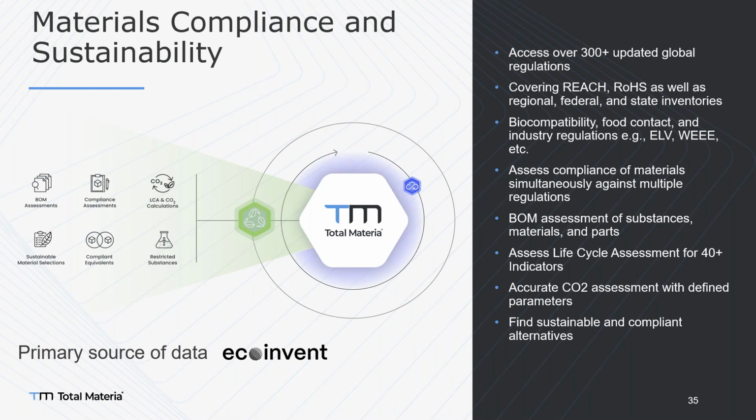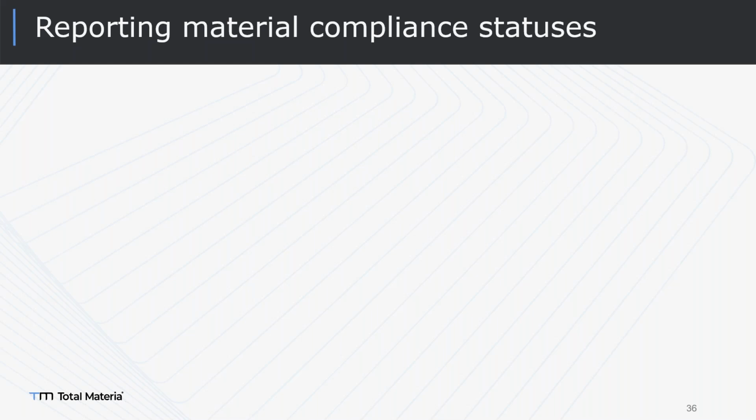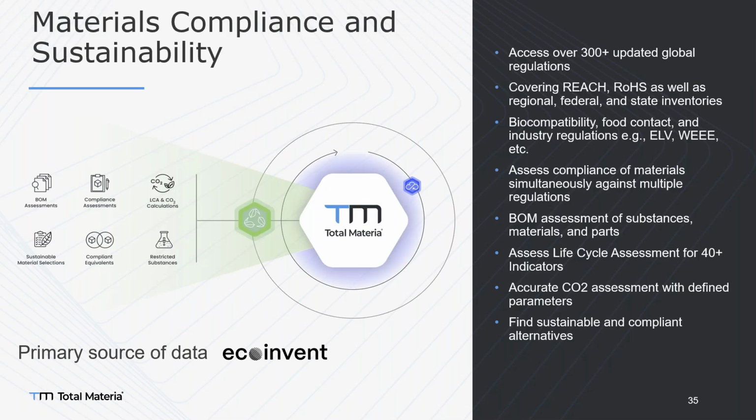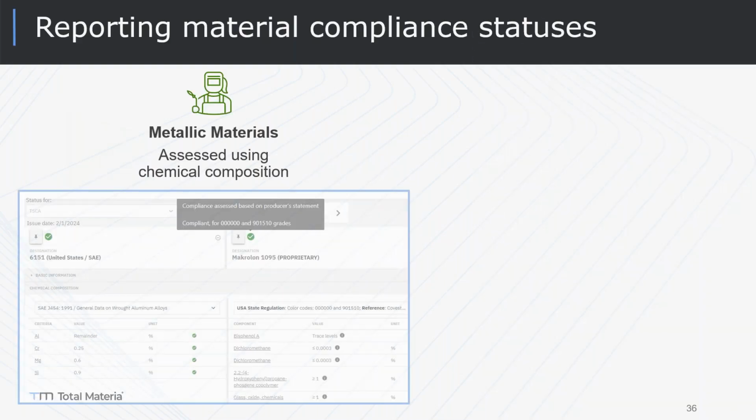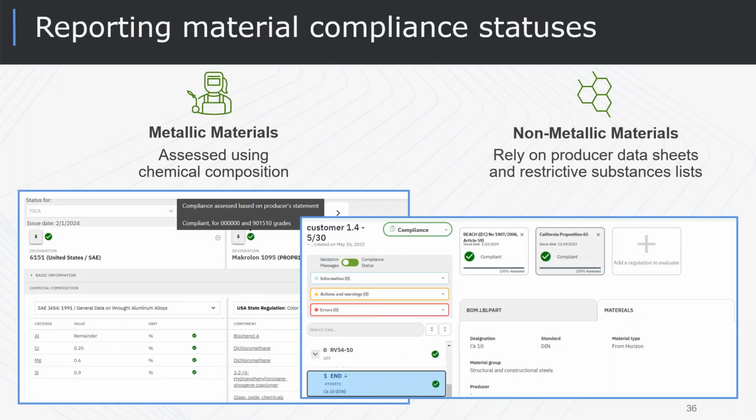End-of-life vehicles, and so on. Assess compliance of materials simultaneously against multiple different regulations at the same time, and BOM assessment and substances, material, and parts. Assess life cycle assessment with 40 different indicators, and accurate carbon footprint assessment with defined parameters. You will be able to find the sustainable, compliant alternatives, and we are helping you to find a greener material. Of course, metallic and non-metallic materials.